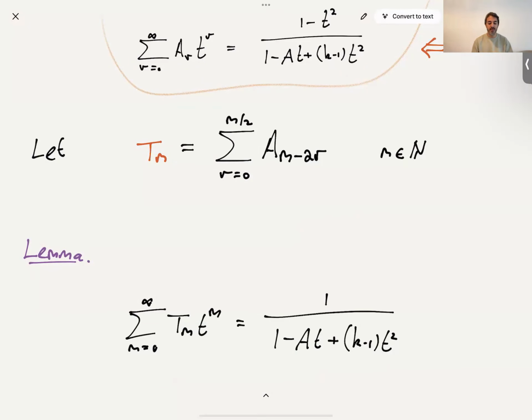And let's denote by T_m the sum when r goes from 0 to m over 2 of A_{m-2r}. So you kind of count, in matrix form, how many non-backtracking random walks you have up to length m in this form. So you always subtract an even number of steps.